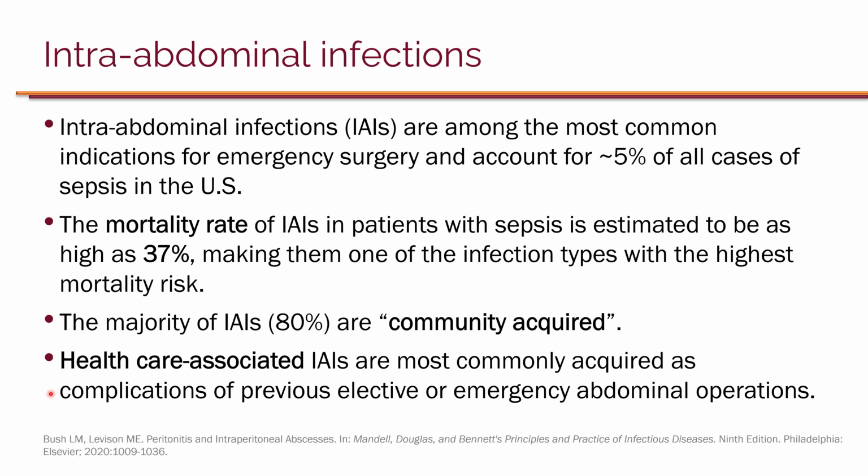The majority of intra-abdominal infections are community acquired, so about 80% of them are in the community. The remaining 20% are healthcare associated, that are most commonly acquired as complications of previous elective or emergency abdominal operations. So community acquired intra-abdominal infections are less likely to be due to resistant organisms, whereas healthcare associated intra-abdominal infections are more likely to be caused by resistant organisms.